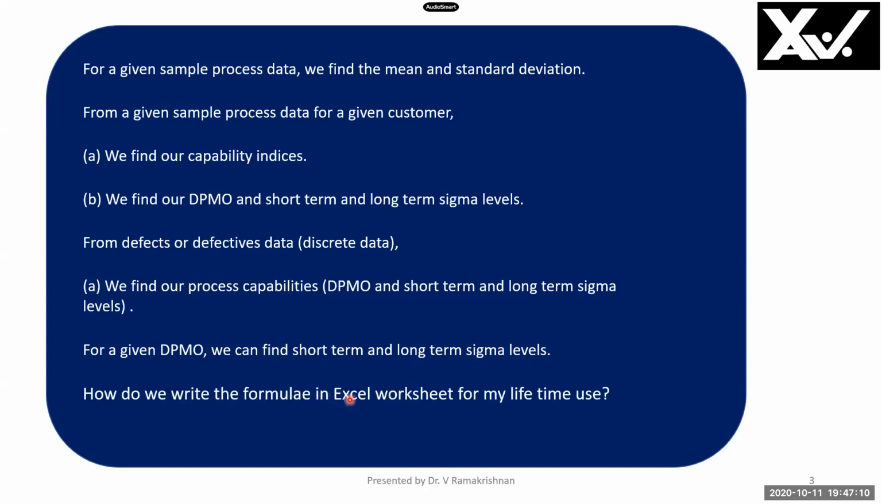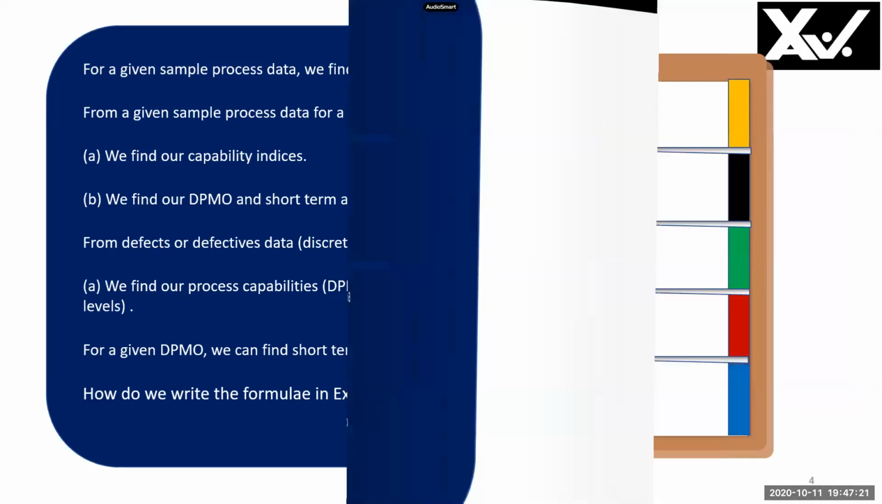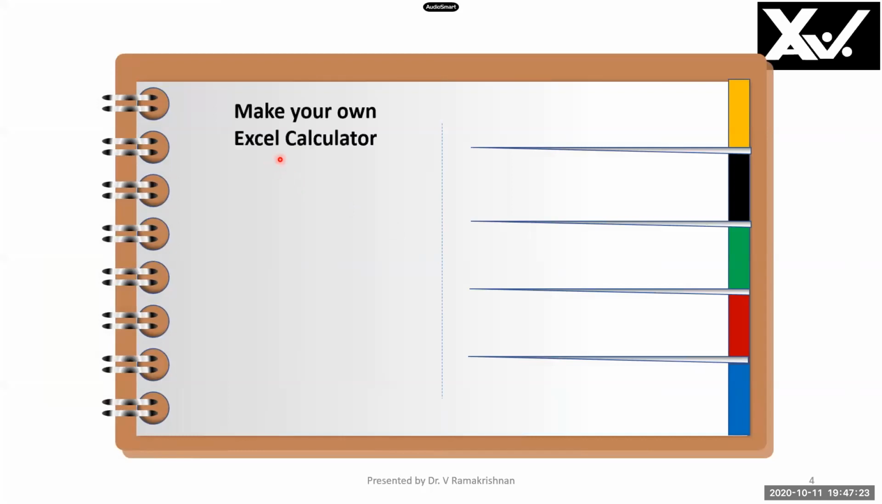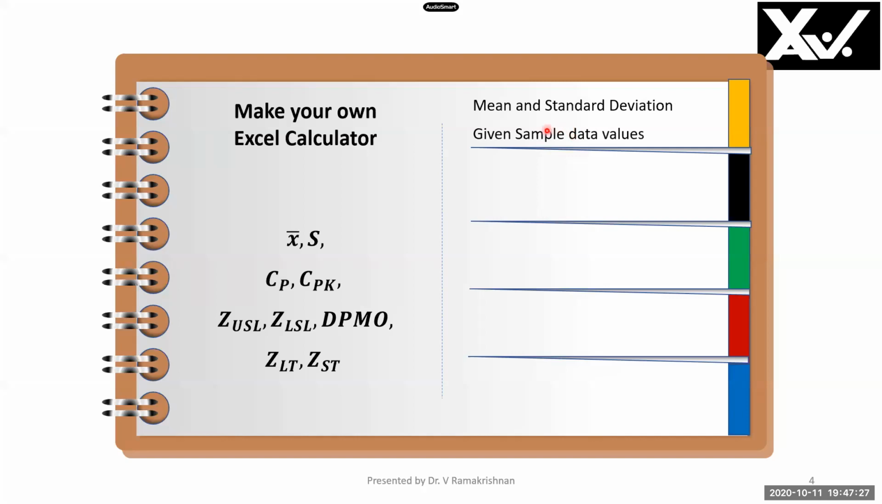How do we write this formula in an Excel worksheet? That is more important for my lifetime use. I can forget this formula, but anytime in my lifetime, if I substitute the input data, I must get the output in no time. So make your own Excel calculator to find these parameters in 5 sections. Section 1 is to find the sample mean and sample standard deviation for a given sample data, that is X bar and capital S.